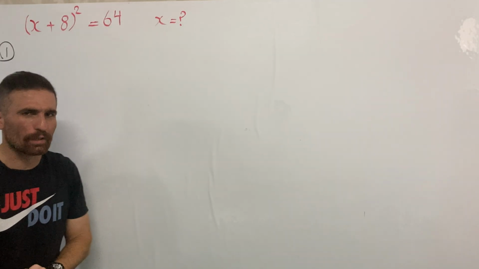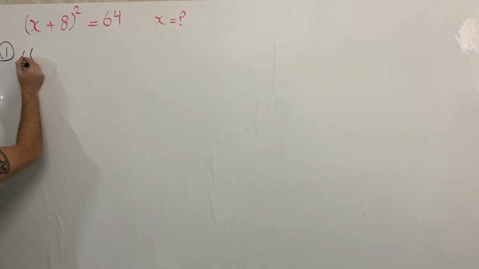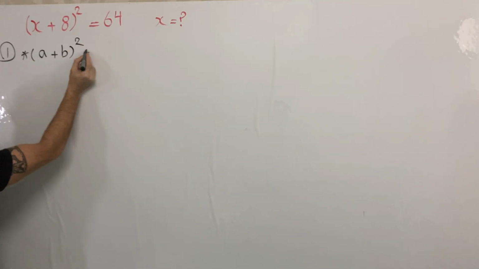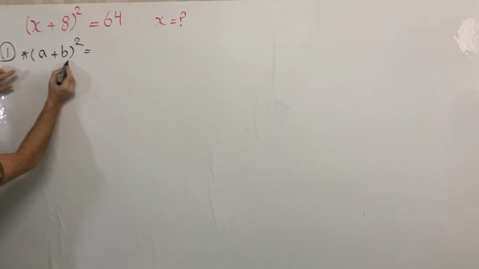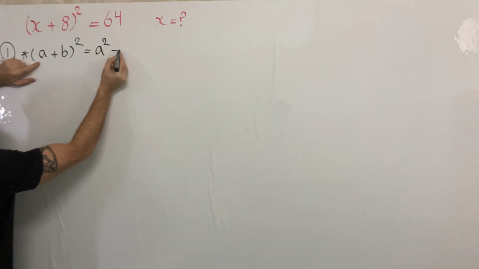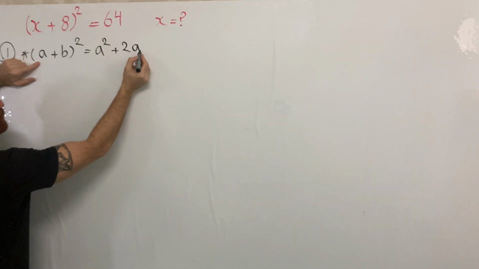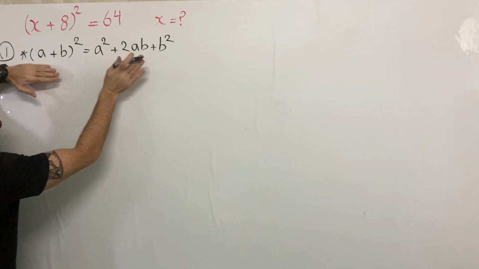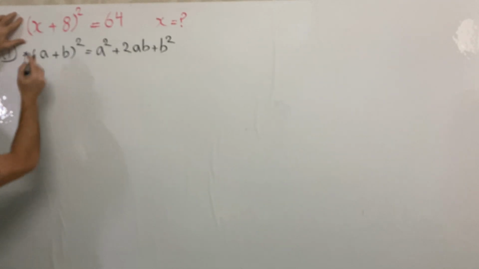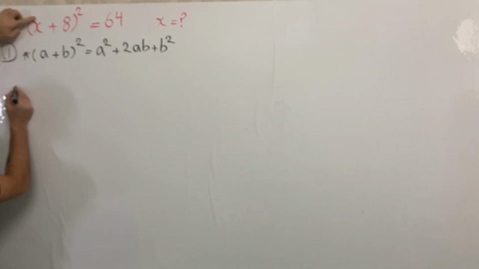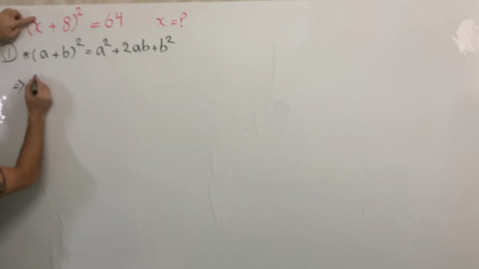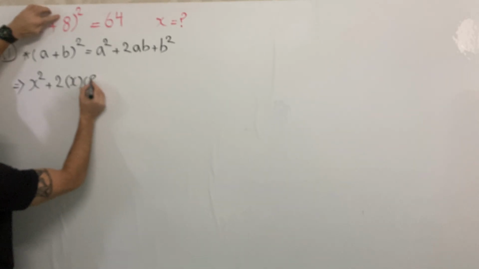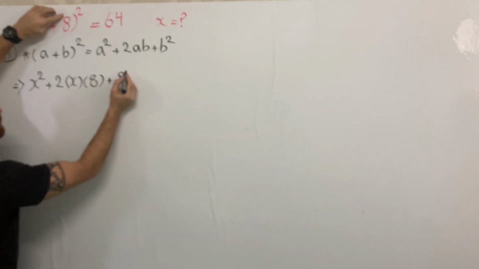Can you remember the formula? Right. It is (a plus b) raised to the power of 2, square of the sum of two terms, is going to be first term squared plus twice the product of the first term and second term plus second term squared. Now let's follow this and expand (x plus 8) to the power of 2. It is going to be first term squared plus twice the product of the first term and second term plus second term squared.